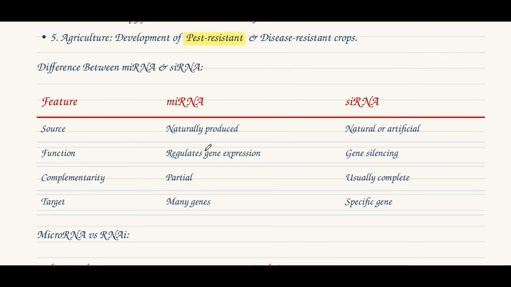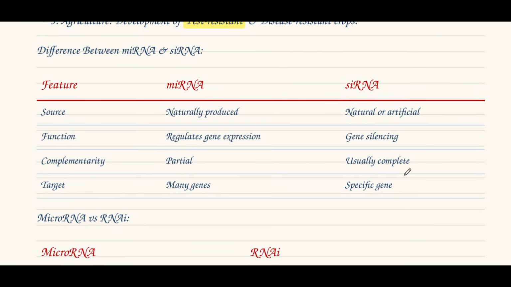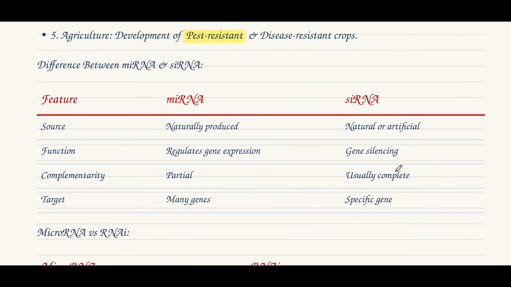Regulate means control, right? MicroRNA will control gene expression, but siRNA completely destroys it. The complementarity is partial for microRNA and usually complete for siRNA. MicroRNA targets many genes, while siRNA will target a specific gene only. It becomes reactive only when viruses or foreign material enter our body.